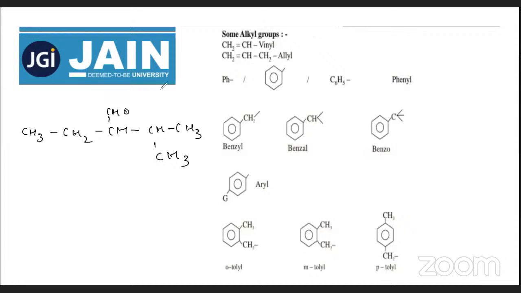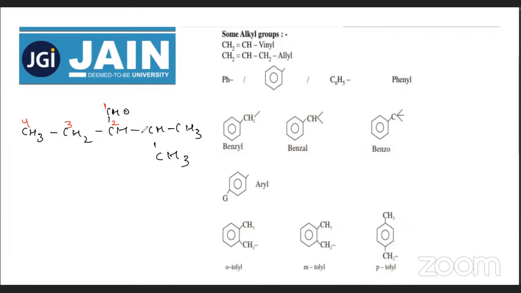If I'm trying to write the things from here, see, this is my functional group. 2-methyl pentane 3-al, possible? Let's see. This is the numbering: 1, 2, 3, 4. I don't have any other functional group. So if I go like this, also I get 1, 2, 3, 4, 1, 2.